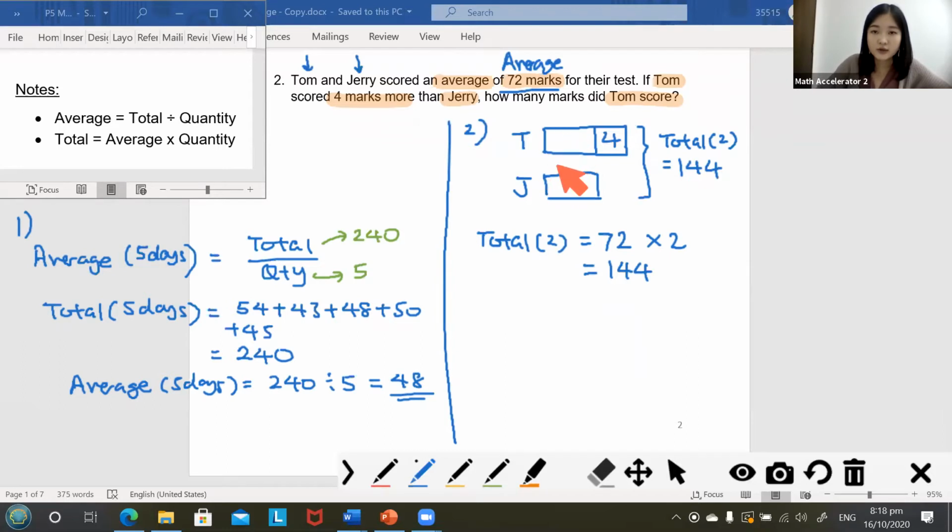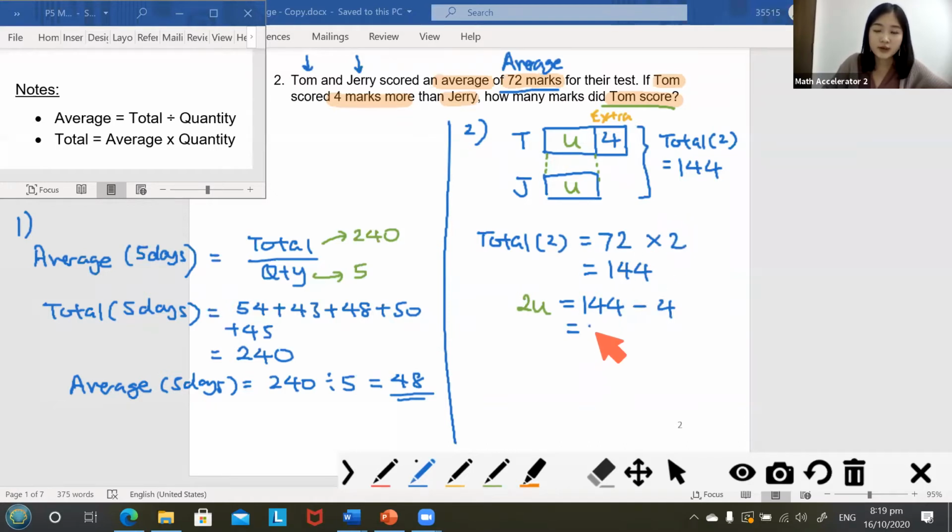We can look for what? The equal units here. Okay, why do we want to look for this? Because we are looking for how many marks did Tom score, which is this unit here plus 4. So we need to find this unit first. Okay, these 2 equal units, we can find it if we take away the extra 4 here, right, away from the total. And we'll be left with the 2 units here. Okay, so 2 units equals to the total 144 minus away the extra 4 marks here.